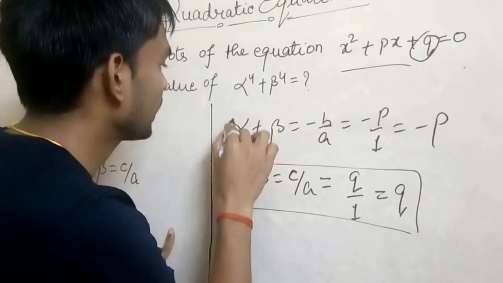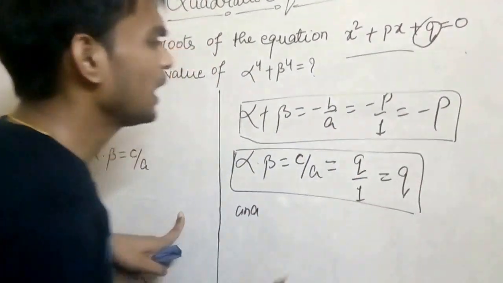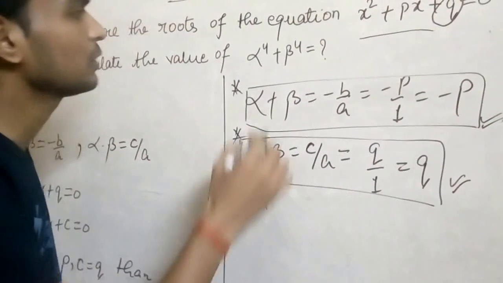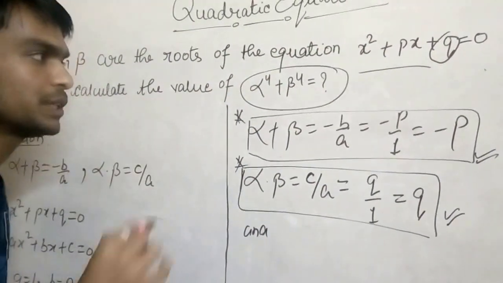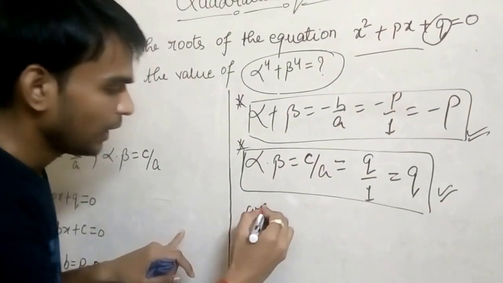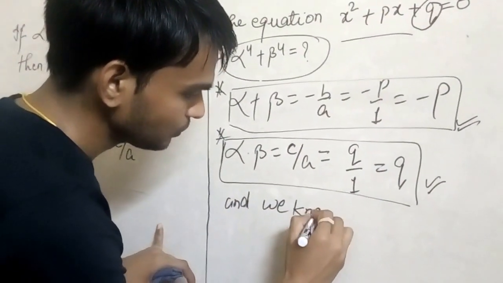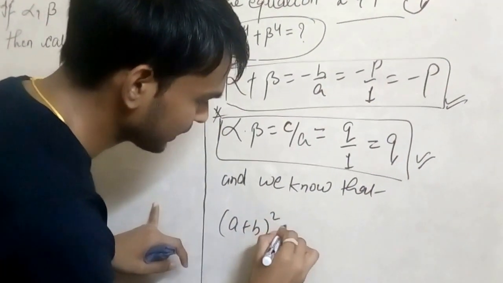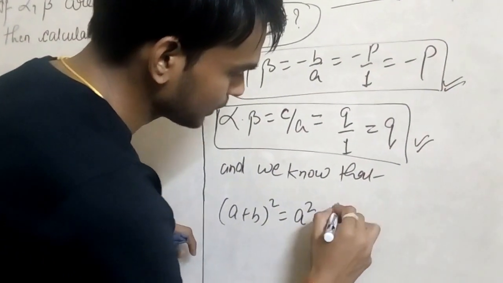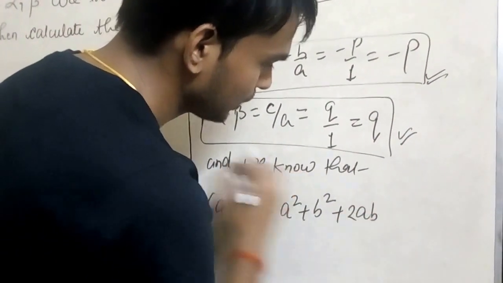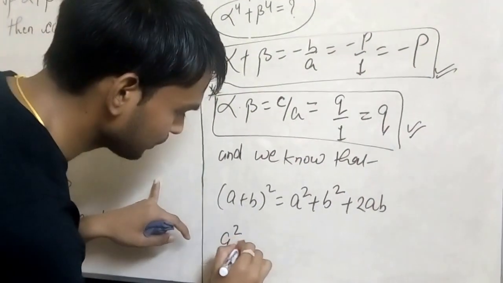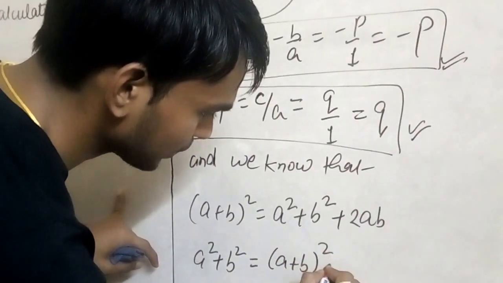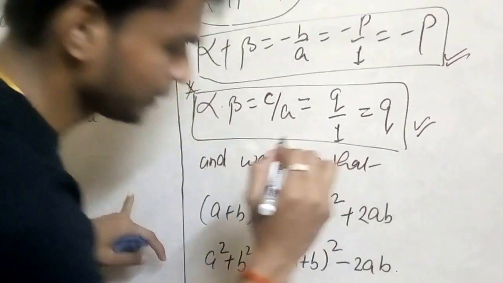Okay, and so we know the two values. One is alpha into beta, another is alpha plus beta. So with the help of these two values, we have to find out the value of alpha की power 4 plus beta की power 4. Okay, and we know that a plus b का whole square equal to a square plus b square plus का 2ab. Then from this equation we get a square plus b square equal to a plus b का whole square minus का 2ab.